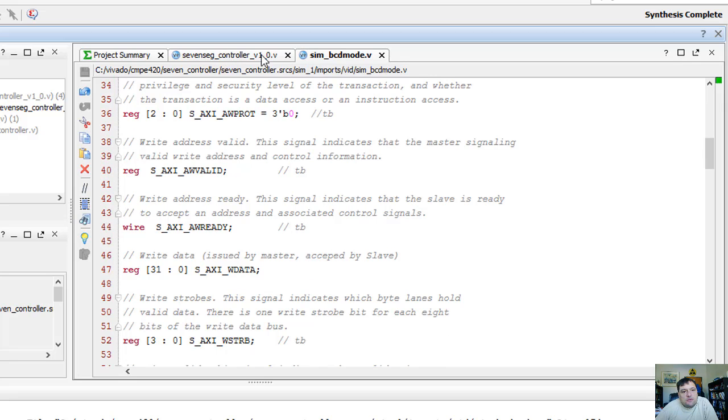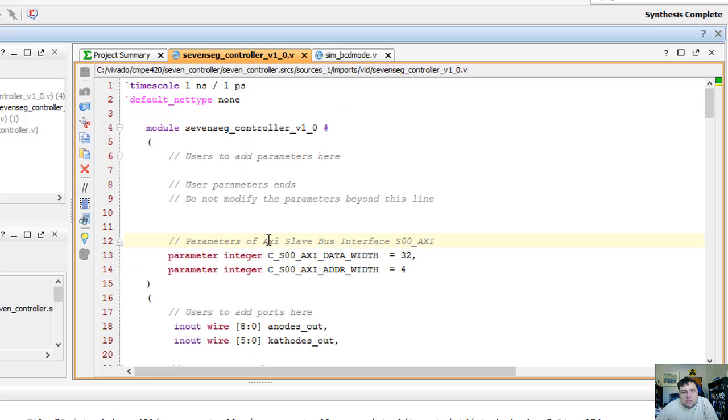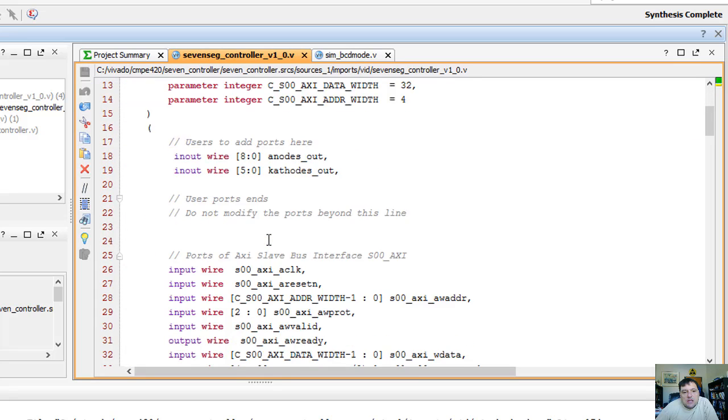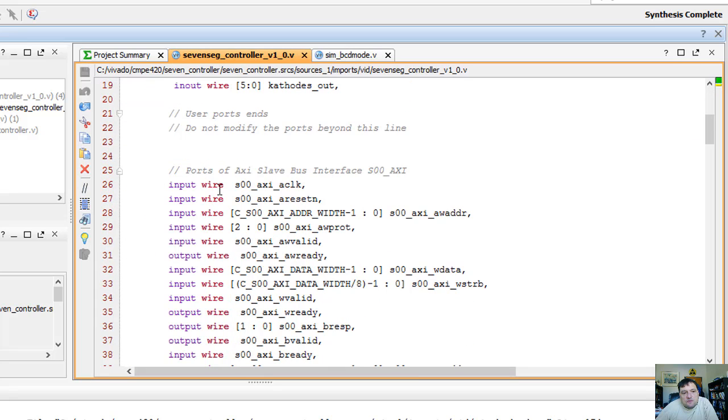This is the top level 7-segment controller that was generated by the IP wizard, and we see that there's a whole bunch of input wires here. Those are all going to be driven by the AXI master, and in this case my simulation is serving the role of the master.